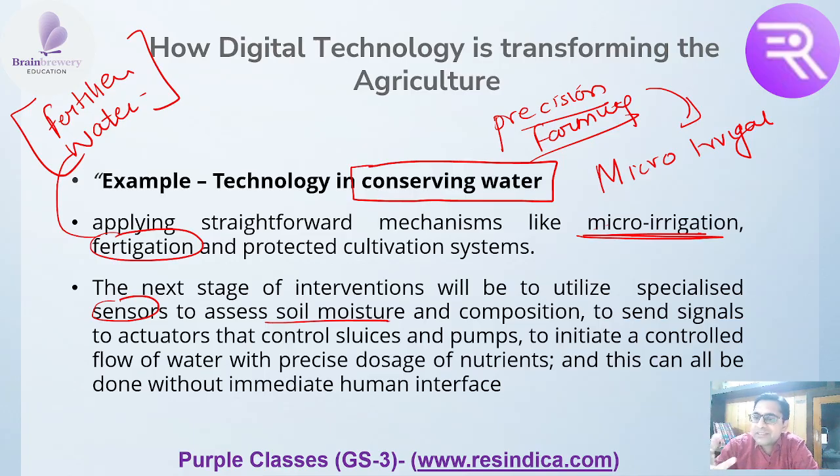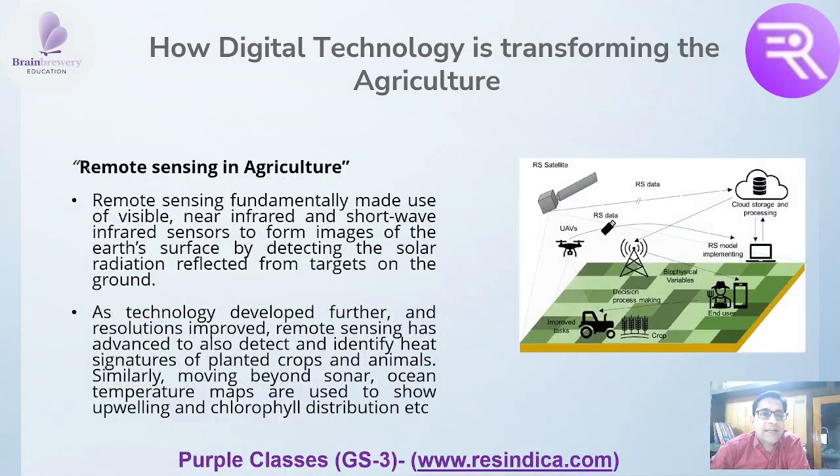These sensors will send signals to the database, and automatically our micro irrigation system will be opened, and the proper amount of fertilizer and nutrition will be provided to the crops with a very precise dosage. This is how we are conserving water. Instead of flooding the whole field with fertilizer, we are exactly finding out what that field needs, how much fertilizer it needs, only that much, and how much water it needs, only that much.